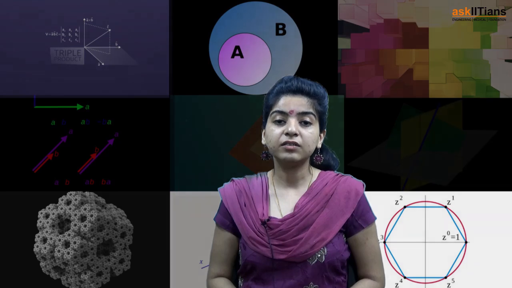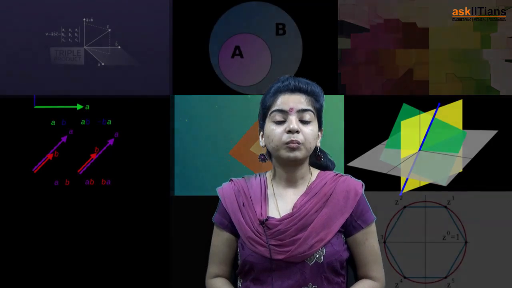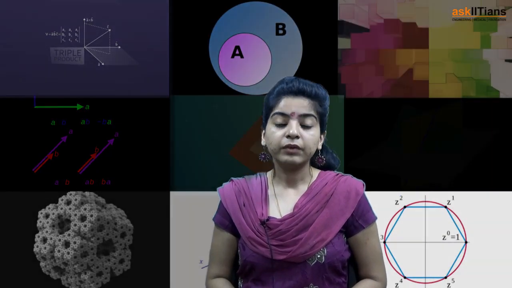In the next session, we will be switching to the scalar product, that is the dot product of two vectors. We shall discuss how to calculate the dot product of two vectors and some properties based on them also. Finally, we shall discuss some questions based on this concept. So stay tuned.